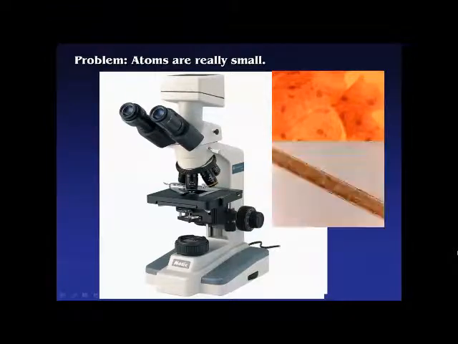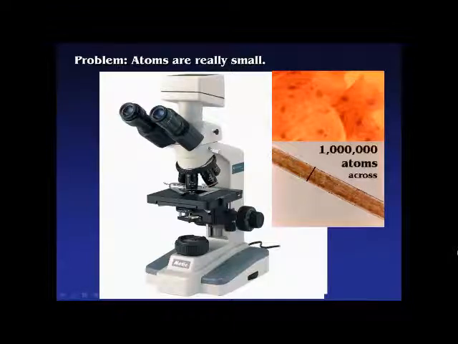And if you look at a human hair, for instance, you go, okay, well, how wide is one human hair? A human hair is about 1 million atoms across. I mean, atoms are so stinking small.